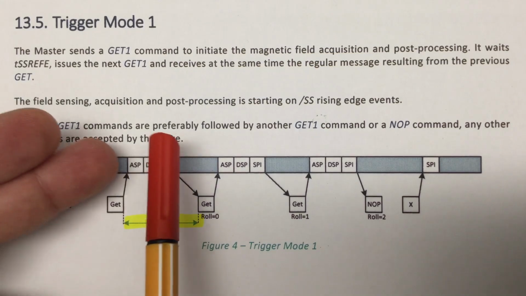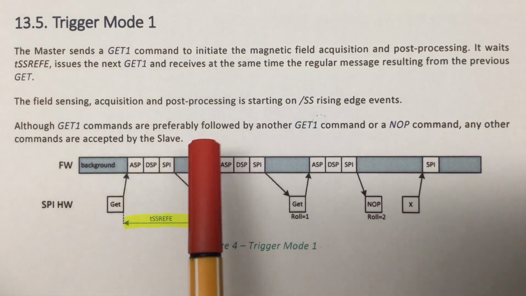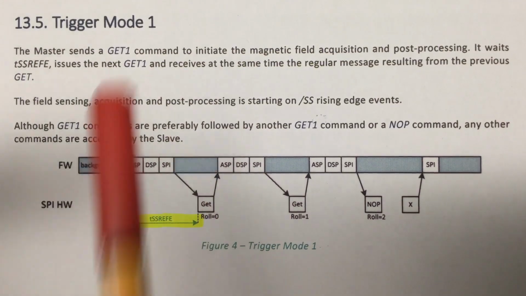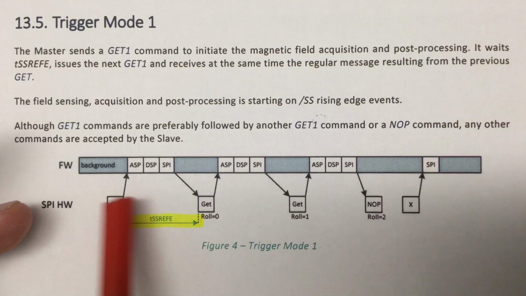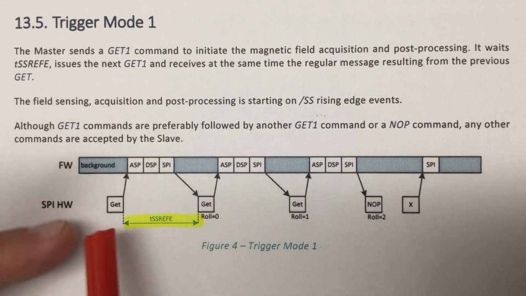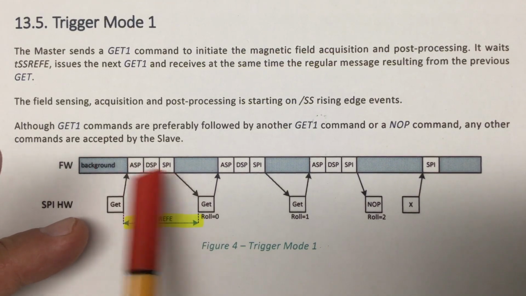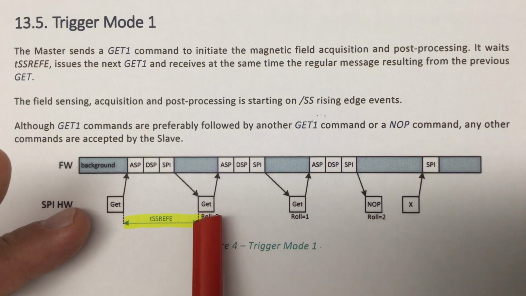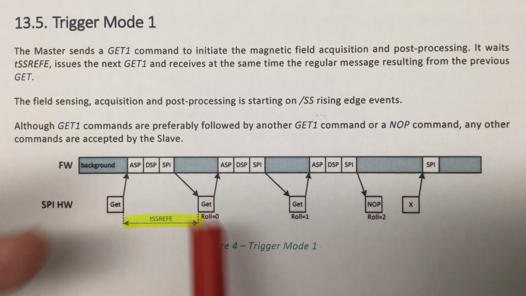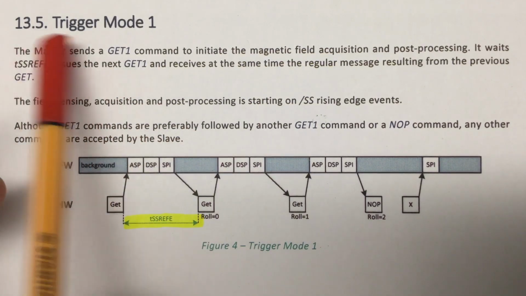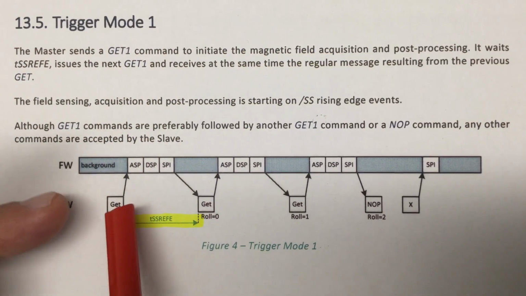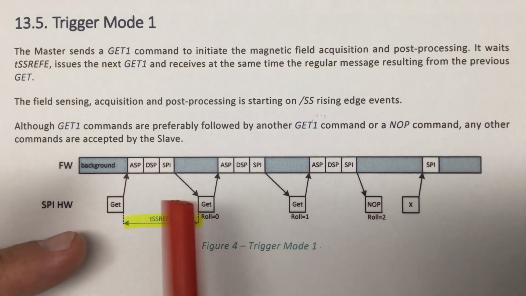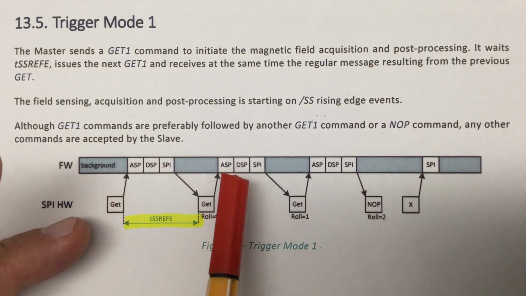We'll see. We already talked about trigger mode 1 in the previous video, so just a short recap here and one addendum. Basically, you start off with an SPI transaction sending a get1 command to the slave, which does the measurement stuff, and then in the next SPI transaction, you get the result of that measurement back. That's basically trigger mode 1, and it's called a trigger mode because that first SPI transaction with the command triggers the slave to start doing a measurement.